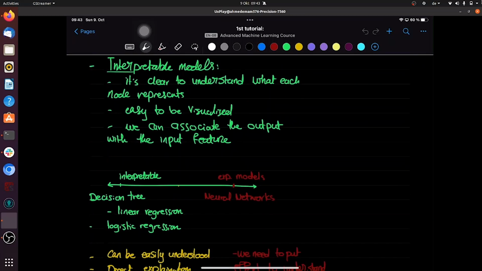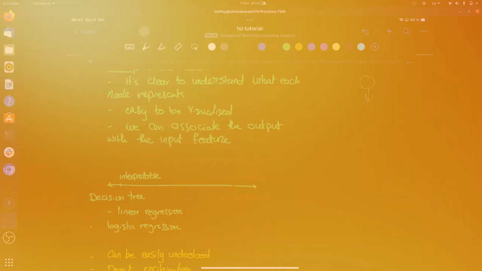Interpretable models, for example: a decision tree is an interpretable model, linear regression is an interpretable model, logistic regression is an interpretable model. Why? Because these models are very clear about why they take a decision. Take a decision tree to give you a credit from a bank or something.